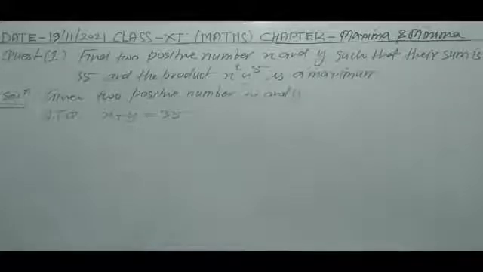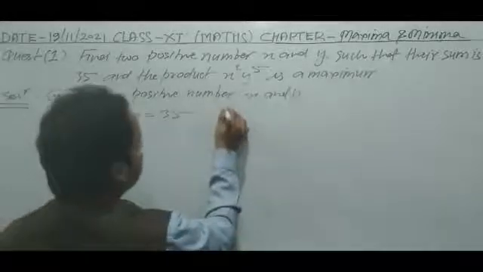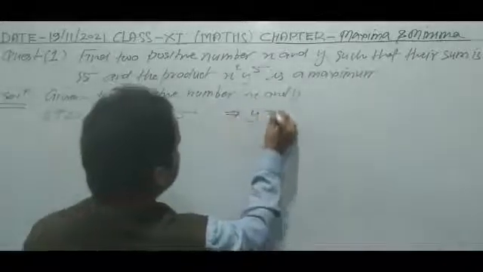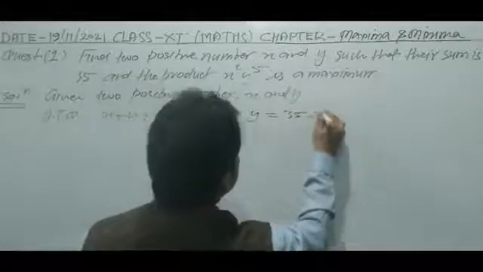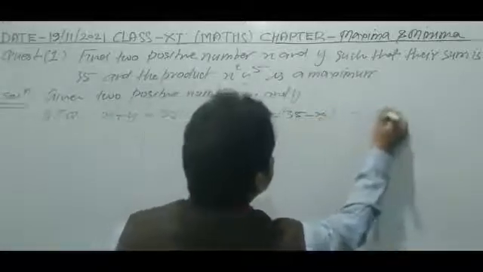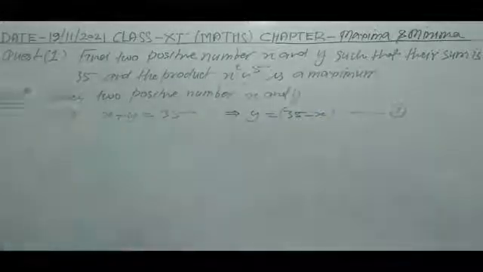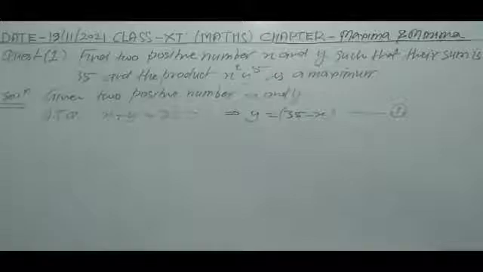x plus y is equal to 35. Consider this equation 1. Through this equation we can write y is equal to 35 minus x. Now the product is x square into y to the power 5.